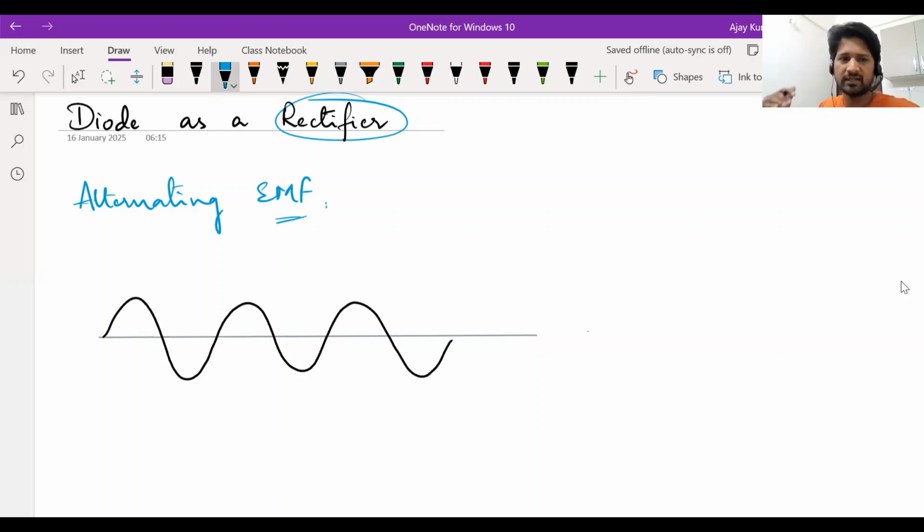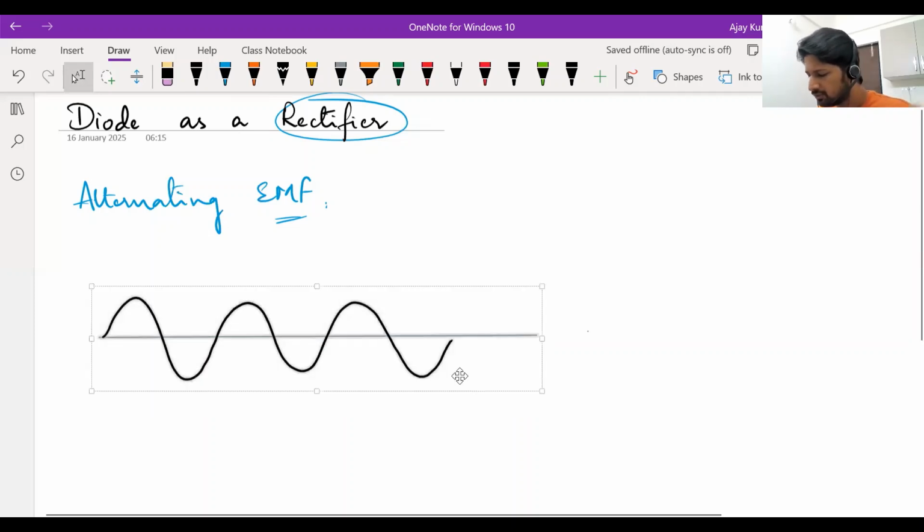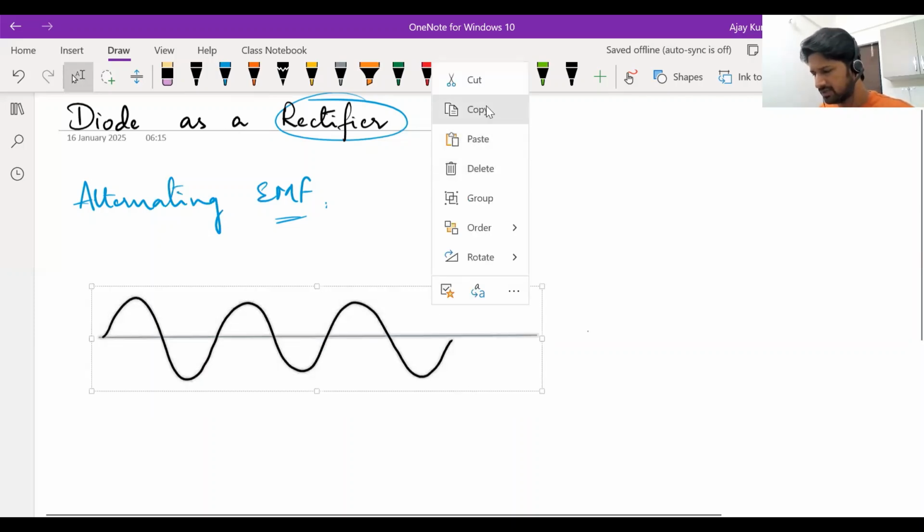You have to convert an AC voltage, which is what we call an AC signal, into a voltage which is either always positive or always negative. It should not keep changing its polarity. Now there are two types of rectification that you can do. In one kind of rectification, we remove one half cycle. We remove it altogether.